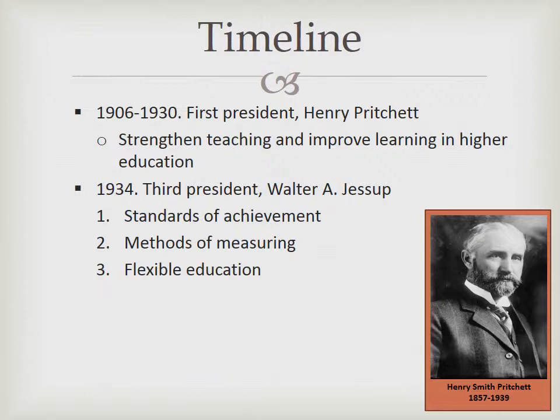The first president of the Carnegie Foundation was Henry Pritchett. He was the president from 1906 to 1930, and his goal was to strengthen teaching and improve learning in higher ed. So he eventually moves on, passes away, but before that there was a second and then a third president, Walter A. Jessup, who became the foundation's president in 1934. He continued the work of Henry Pritchett, and he focused on three themes of that work: the standards of achievement, methods of measuring, and a flexible education, which basically accommodates an individual student's needs and learning styles.